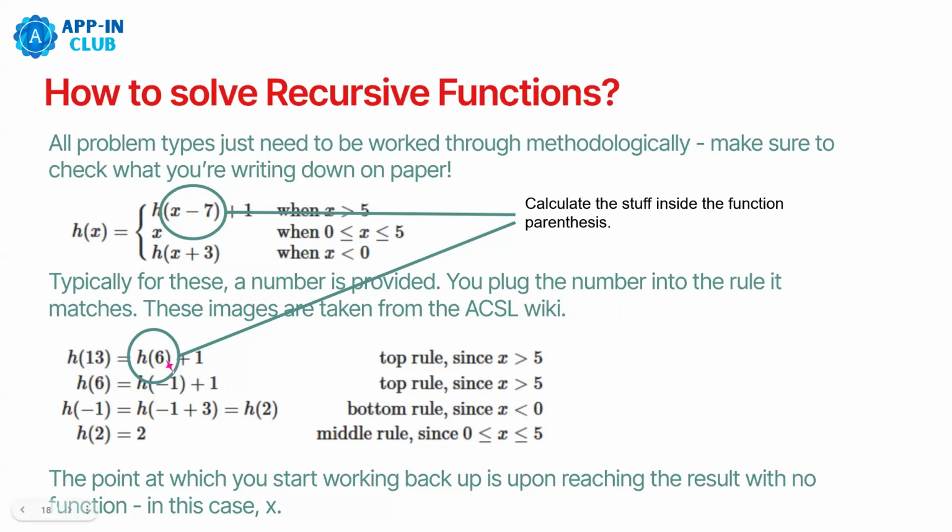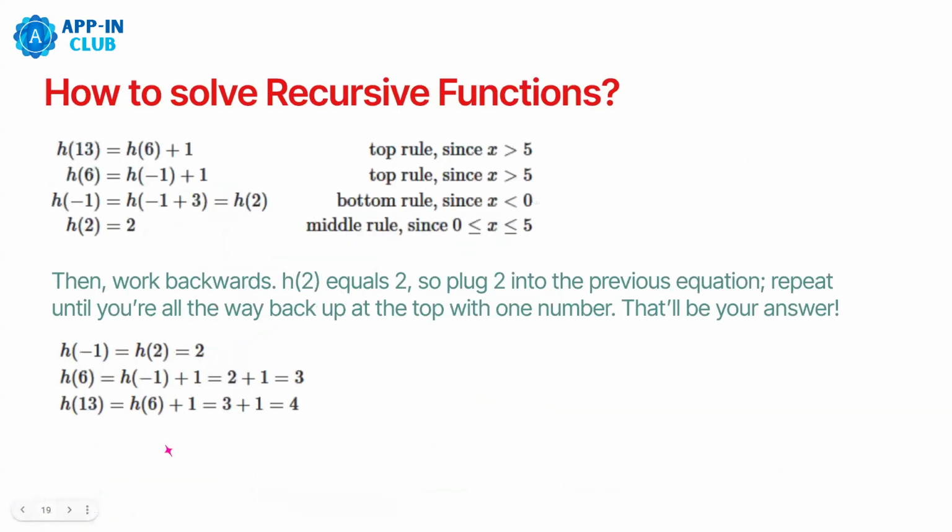Next, you take that number and then continuously plug it through these rules until reaching the result at which there's no more function inside it, in this case just x. Then you start working back up. After you've written down everything, you know that h2 is 2, so you plug this back into the previous function, and you repeat until you're all the way back up at the top with one number. This will be your answer.